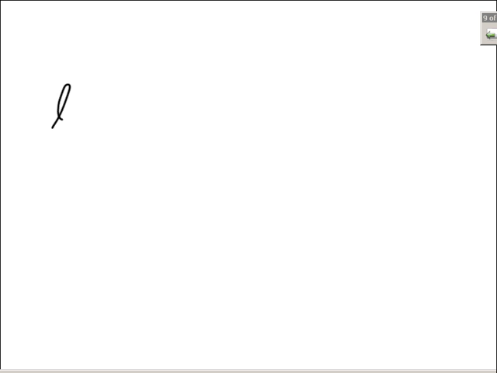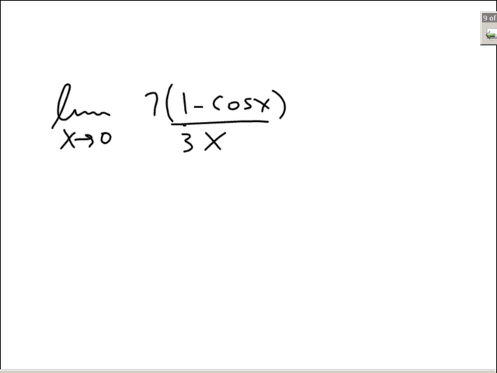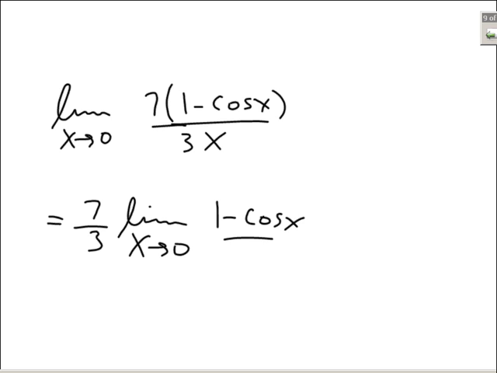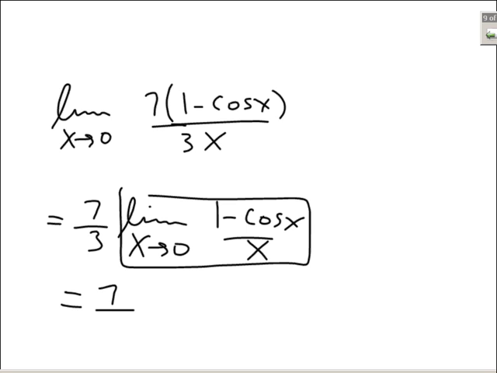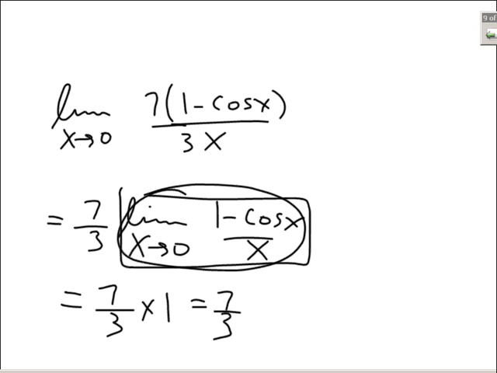If you are asked to find the limit as x goes to 0 of 7 times 1 minus cosine of x over 3x, you should say the answer is 7/3 because you can factor out the 7/3, but we know that this limit is 1. 7/3 times 1 is 7/3. 7/3 times I don't know is not 7/3. You better confirm that that's 1. And then you can say it's 7/3.